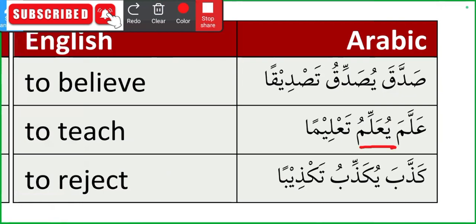So, mudare ma'ruf. يعلم يعلمان يعلمون تعلم تعلمان يعلمن تعلم تعلمان تعلمون تعلمين تعلمان تعلمن أعلم نعلم. Very good, mashallah. Now, we have mudare ma'ruf, mudare majhul.